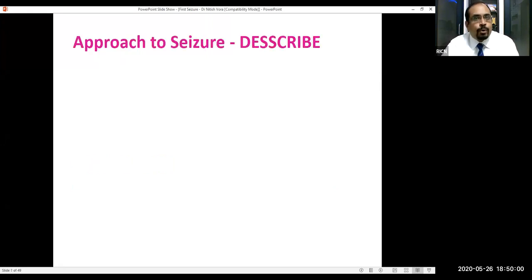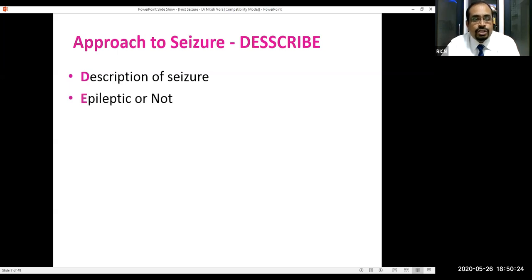Now coming to the approach to seizure, and that's a very important slide. I want you to remember the acronym DESCRIBE. For every seizure, you need to describe, with a double S. What does it stand for? First, description of the seizure: what it looks like, how it starts, was there any stiffening, eye rolling, uprolling of eyes, jerking, etc. Then you decide, are these seizures epileptic or not epileptic? Next, you try to decide the seizure type. Is it focal or generalized? If generalized, what it looks like, is it tonic, clonic, etc.